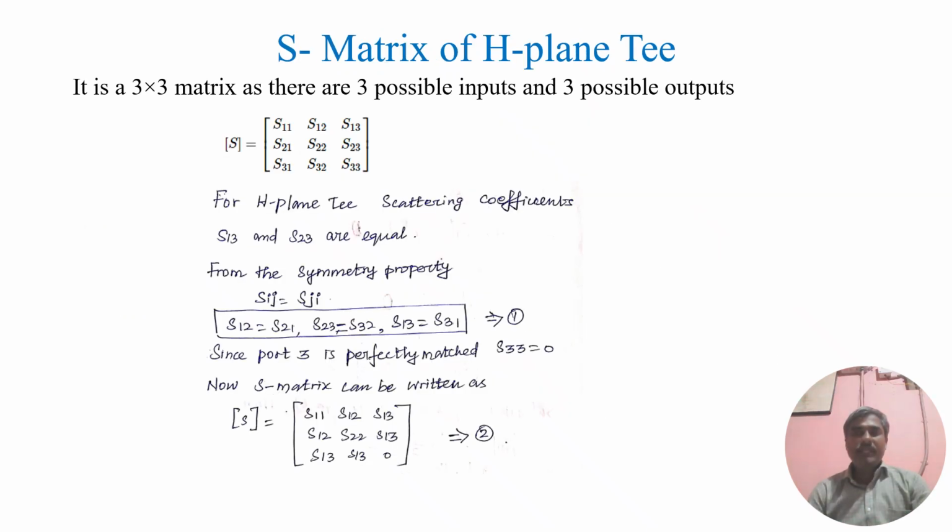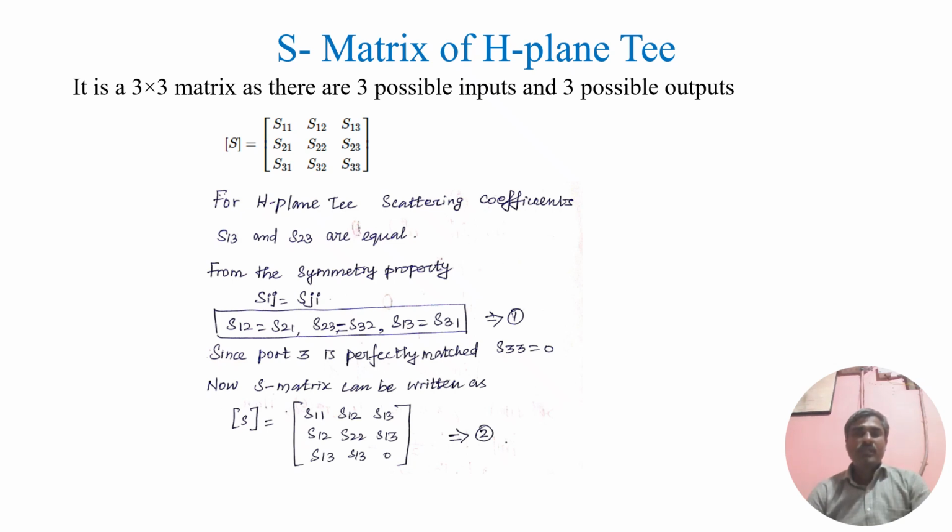Similar to the E-plane T, the H-plane T also has three ports. So the scattering matrix will have the dimension of 3 cross 3. Also, any signal fed at port 3 is divided equally among port 1 and port 2, equal in magnitude and with the same phase, so that we can write S12 equal to S13. Then from the property of symmetry, we can write Sij equal to Sji. So we can write S12 equal to S21, S23 equal to S32, and S13 equal to S31 as shown in equation number 1.